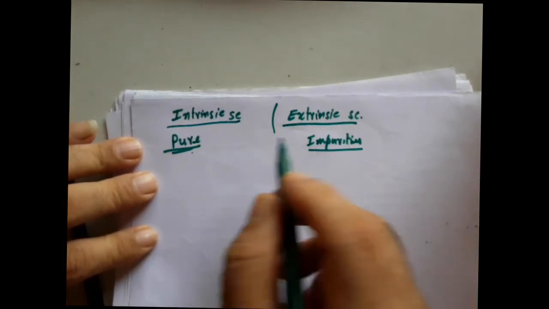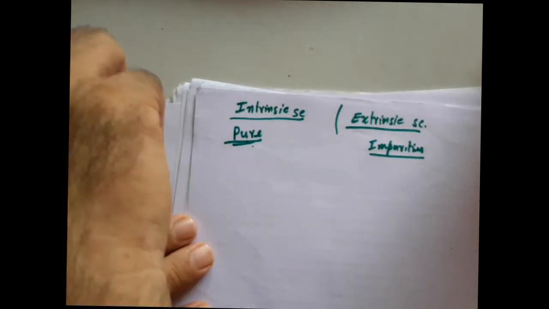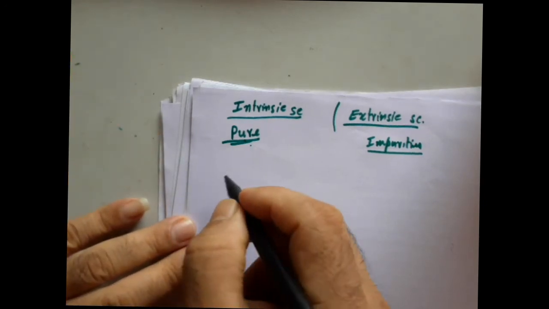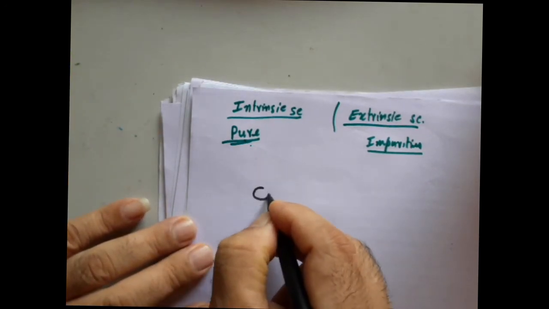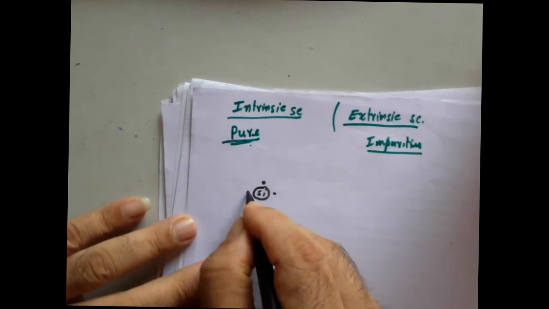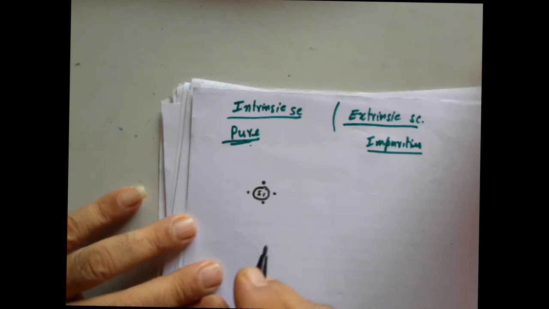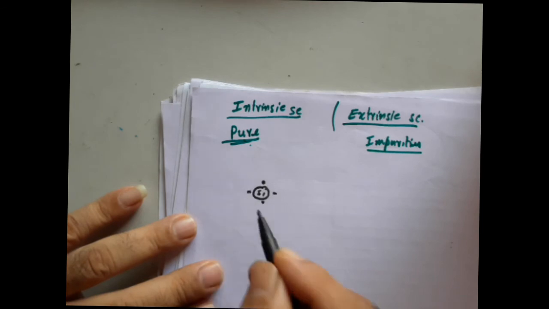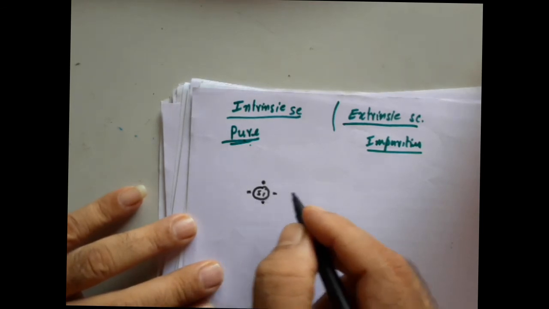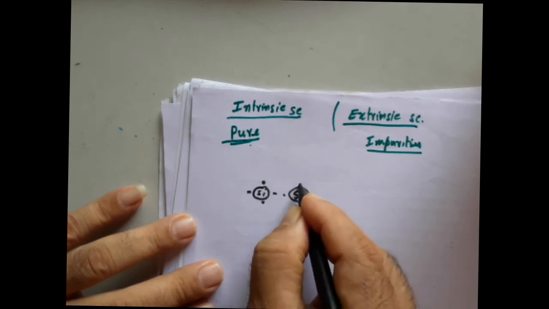Now, what is the major difference that you find between the intrinsic as well as extrinsic? To understand that, let me take an example of silicon. We know every semiconductor is tetravalent. Tetravalent means it has 4 electrons at the outermost shell. Whether it is germanium, whether it is gallium arsenide, whether it is boron, they all have 4 electrons at the last orbit. Now, when one atom is surrounded by some other atoms, I have one more silicon here, which also is tetravalent.